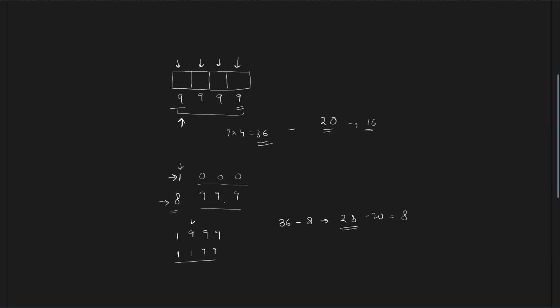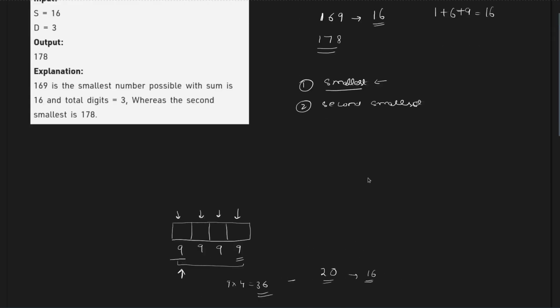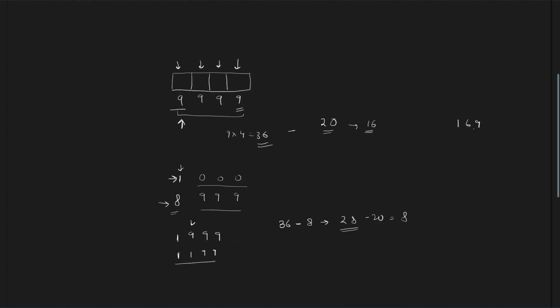Now once we have our smallest number, how do we find the second smallest number? This is our second task. From 169 you want to form the second smallest number. One thing is very obvious to us: we would not want to change the digits from the left, we would always want to change the digits from the right. Since we don't want our number to change much, we would always want our digits to change from the right.